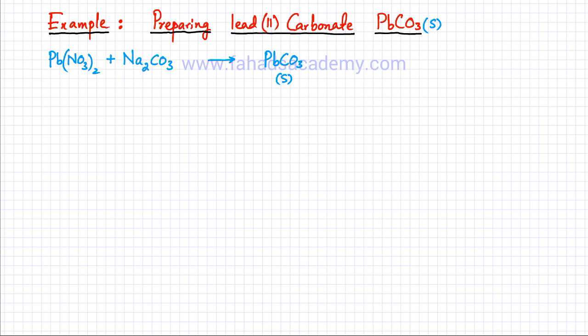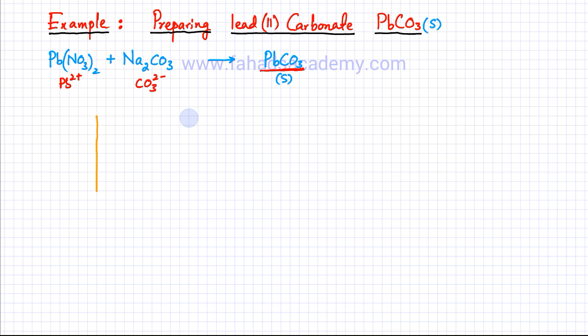So the first thing is that this particular reactant contains lead ions, and this particular reactant contains carbonate ion. These are my two ingredients that are going to make lead carbonate. So we wanted to make this lead carbonate ionic lattice, which is insoluble. So the way you're going to do this is you're going to take a beaker.